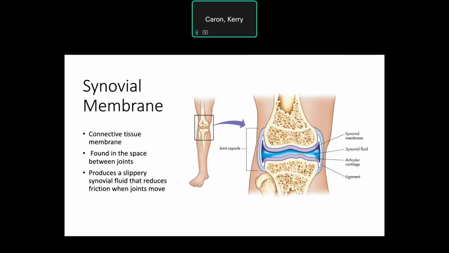Another kind of membrane is a synovial membrane, and that's a connective tissue membrane. Synovial membranes are the same idea as a membrane, but found in the space between joints. So you've got synovial fluid, just like serous fluid, and you have a membrane between two bones in a joint. That slippery synovial fluid reduces friction. Otherwise, you're moving with bone on bone.